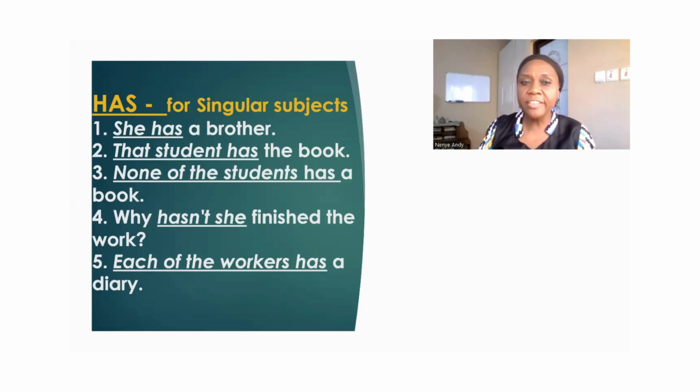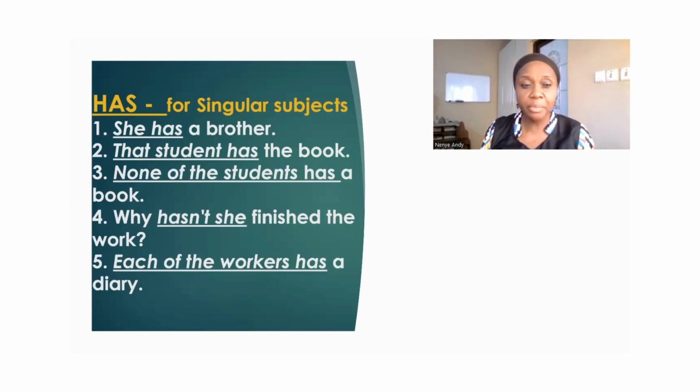Then, she has a brother. We're now looking at the examples. She, one person, she has. That student has. One student. None of the students has. None actually means nothing, no one, so we cannot give it plural. It has to have has because it just means nothing, nobody. Then in question form, why hasn't she? Has she? Hasn't she? She is still singular and will go with has.